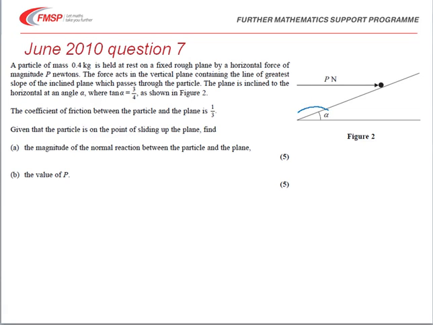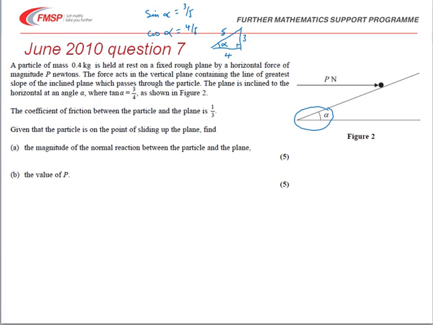Now this idea of giving a tangent of an angle rather than the angle itself is actually quite useful. If we're told that the tangent of the angle is 3/4, then we can draw a little right angle triangle. It's a 3, 4 and of course 5 triangle. If you needed to, you could use Pythagoras' theorem to work out the 5. But immediately then we can see that sine alpha is equal to 3/5 and cosine of alpha is equal to 4/5. The coefficient of friction between the particle and the plane is 1/3.